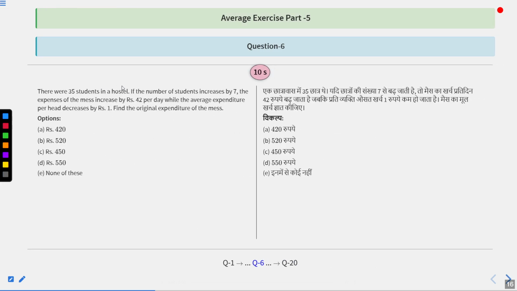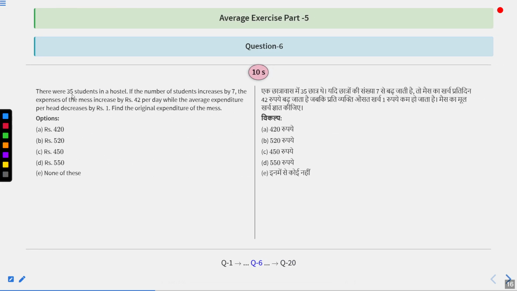Next question is, there were 35 students in a hostel. If the number of students increased by 7, the expenses of the mess increased by rupees 42 per day, while the average expenditure per head decreased by 1 rupee. Find the original expenditure of the mess. You have 5 options and 10 seconds to analyze the question. Your time starts now.